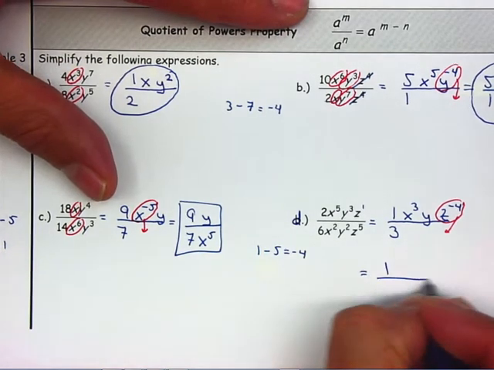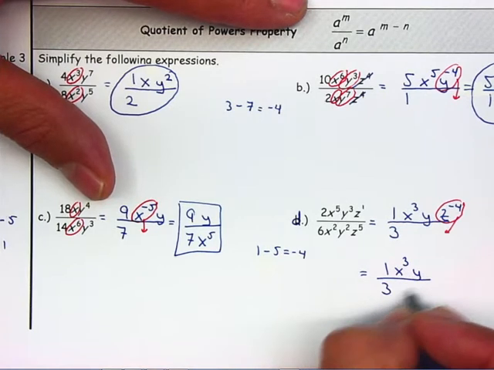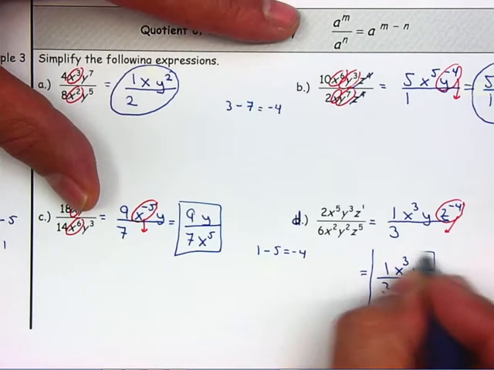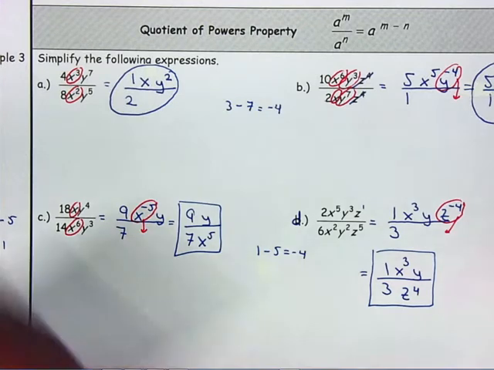That will give me 1 over 3, x to the third, y, and that's z to the fourth power. And that will be my answer. Now let's go into more complex problems on the back side.